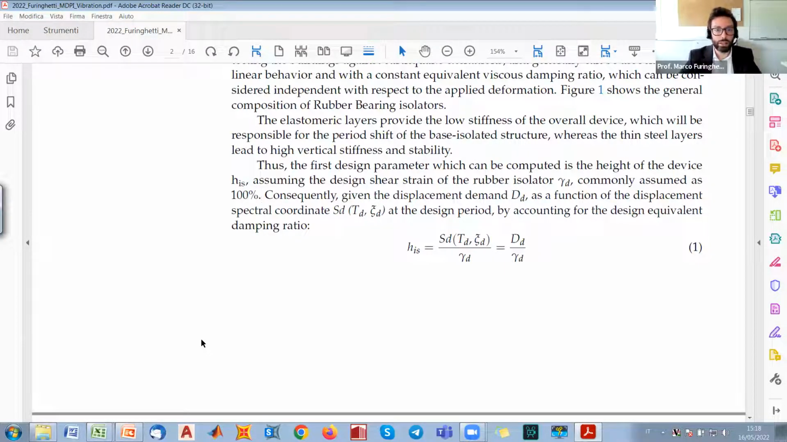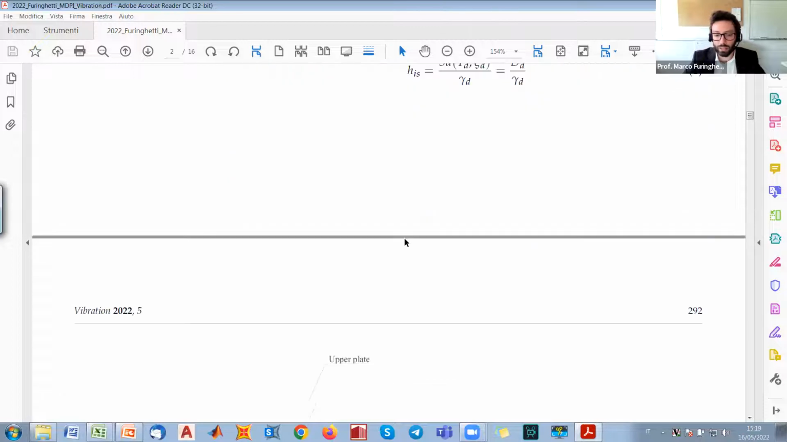100%, as I told you, represents a lower bound for this parameter, simply because for shear strains higher than or equal to 100%, we have a constant value of shear modulus of the rubber compound, and the rubber compound can also be represented by a constant value of equivalent viscous damping ratio. So this is the meaning. This is the reason why we consider at least 100% of lateral shear strain for design. So let's consider this for the computation of the total height.